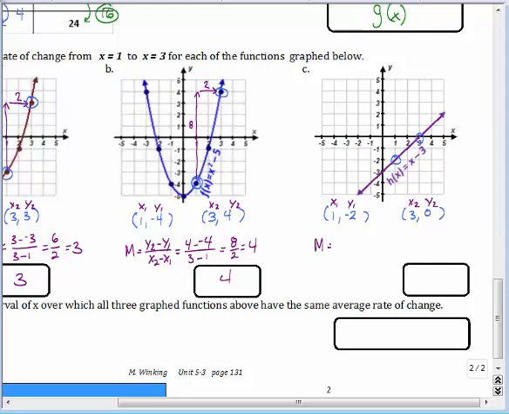And so this would be m is equal to y2 minus y1 over x2 minus x1, which is equal to 0 minus negative 2 over 3 minus 1. So that would be 2 over 2, which is equal to 1. And again, I could have done that by just drawing a line going up 2 units and to the right 2 units, which is 2 over 2 rise over run, so it's 1.